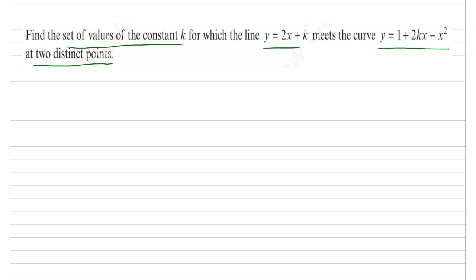So now the line equation is y equals 2x plus k, and the equation of the curve is given as 1 plus 2kx minus x square. These are all given. We have to find the set of values of the constant k. Here it is given the line and the curve are intersecting at 2 points, hence the discriminant b square minus 4ac is greater than 0.